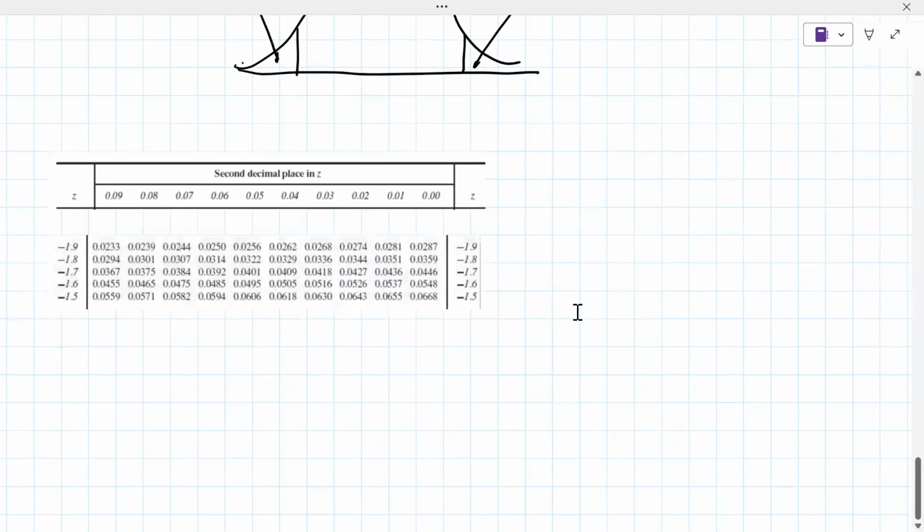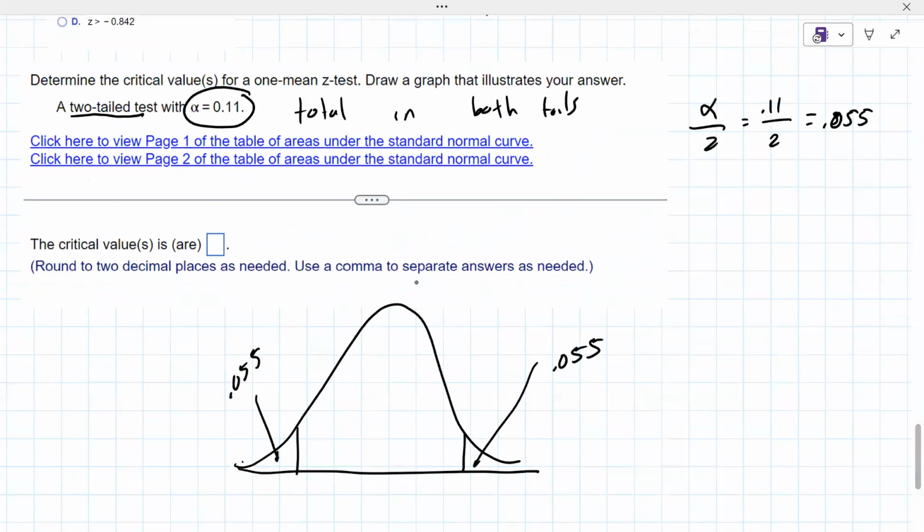All right, so not lined up great, but do you see that this, I'm going to highlight it here. This is 0.0548 and this is 0.0559. Yeah. So we want 0.055. So it's really close to that minus 1.6. That's the Z value. And then this up here you use as the second, the hundredths place. So in this row for minus 1.6, it's minus 1.69, minus 1.68, and so on. So it looks like that's the closest one, which is minus 1.60, positive 1.60.